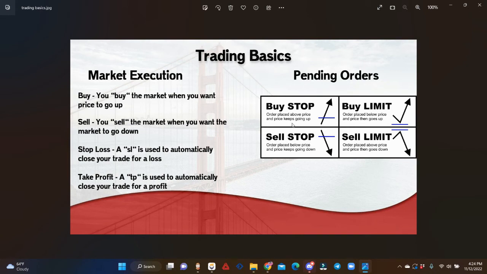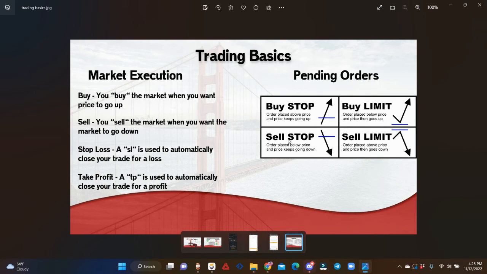What is a buy stop? A buy stop is an order that's placed above price, and you pretty much want price to go through it. Okay, so this blue line right here is pretty much like you're saying, okay, these shoes right now are worth $50, but once they're worth $100, I want to buy them. So these shoes are worth $50. Once they're worth $100, I want to buy them because I know eventually these shoes are going to be worth $500. Okay, that's in perspective. That's what a buy stop is.